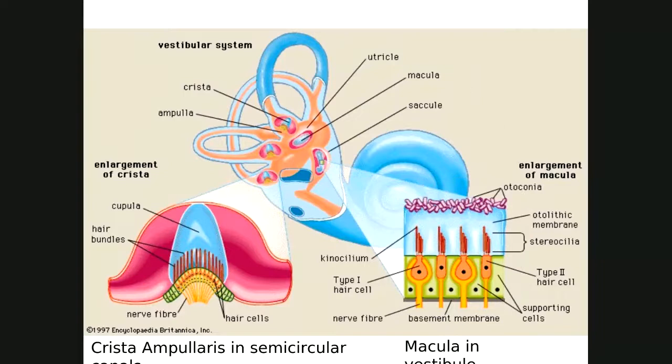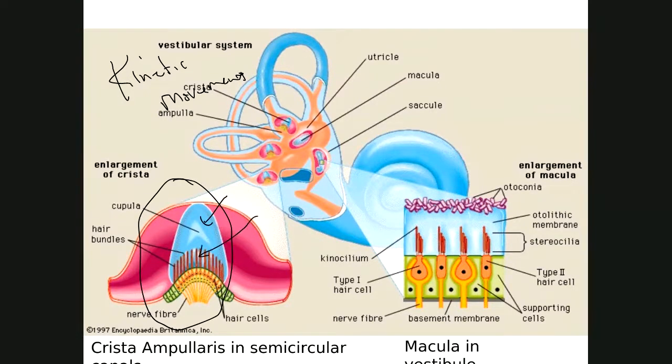And then here, remember, this is the other kind of balance. This is kinetic balance. And again, kinetic balance has to do with movement. Which direction are you moving? How fast are you moving? And that is crista. So if you lose this, if you somehow infect this or it doesn't work anymore, you can't tell if you're moving or if you're stationary.